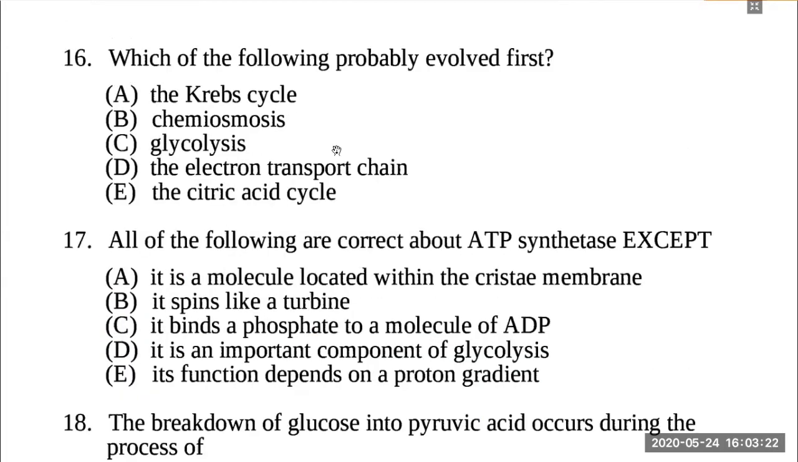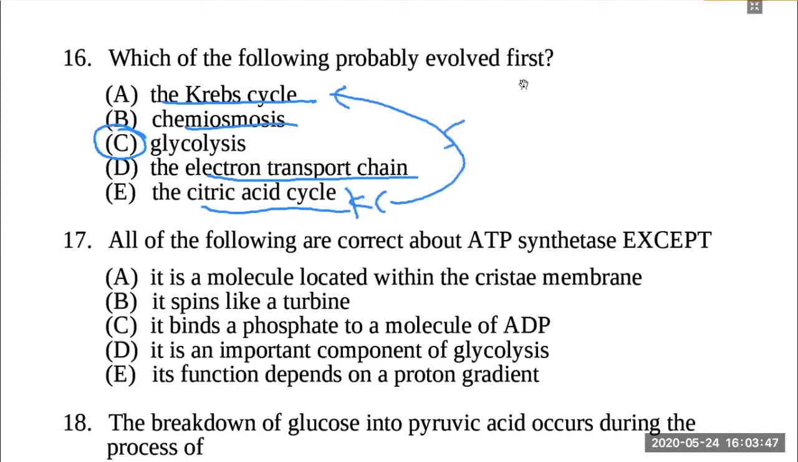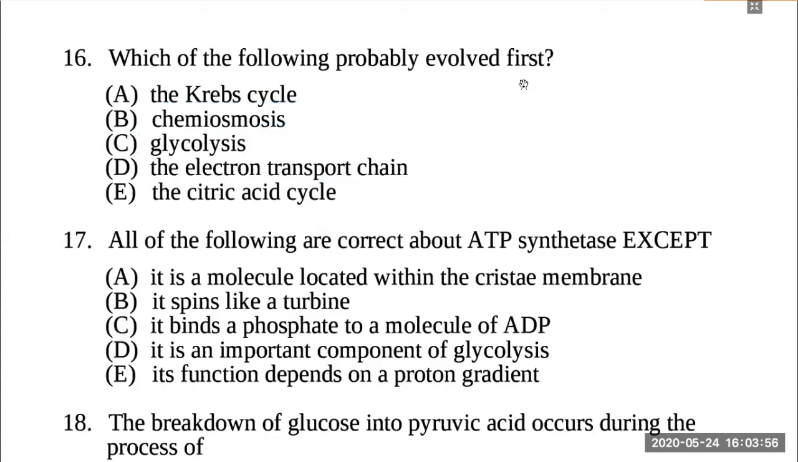Question 16 says, which of the following probably evolved first? As we know, it is glycolysis. The Krebs cycle is the second stage, and chemiosmosis and the electron transport chain happen during the third stage. The citric acid cycle is the Krebs cycle. They are the same, the second stage. And the answer for the question is glycolysis. It's happening or evolving first.